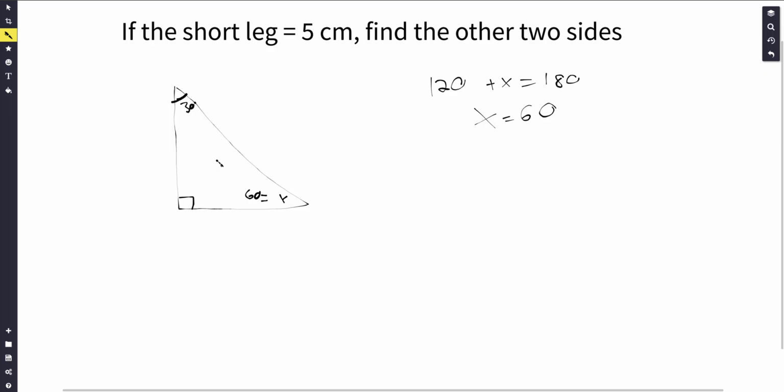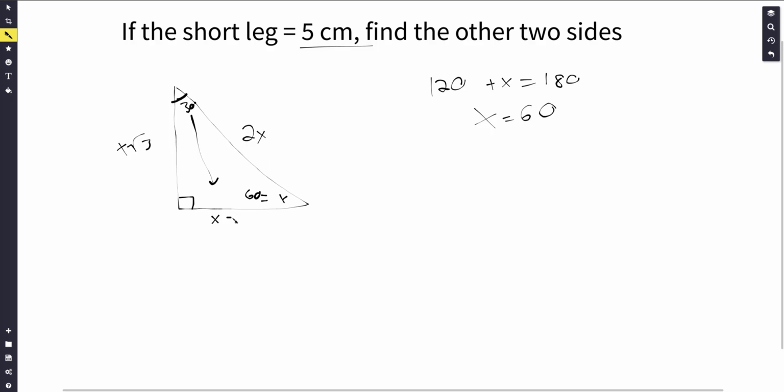So now that we know it's the 30, 60, 90 triangle, we proved it. Let's find out the other sides. So we know the short leg is 5 centimeters. Remember, 30 is a smaller number, so the smaller side is going to be here. So we know that this is x, and then across the 60 is x root 3. And we know the biggest number, 2x, is the hypotenuse, the longest side of the triangle.